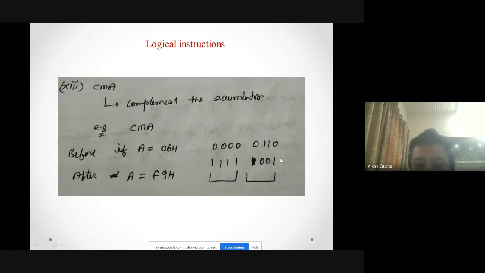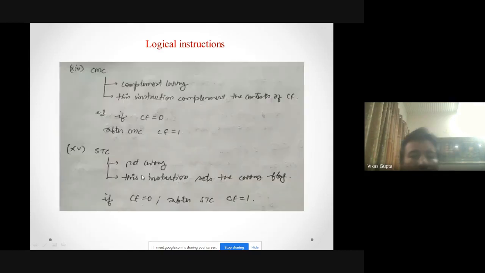And 1 0 0 1, this is 9, so it will be F9. F9 is the right answer after performing the CMA operation. Next is the CMC, complement the carry. Whatever the carry flag was there, it gets complemented.